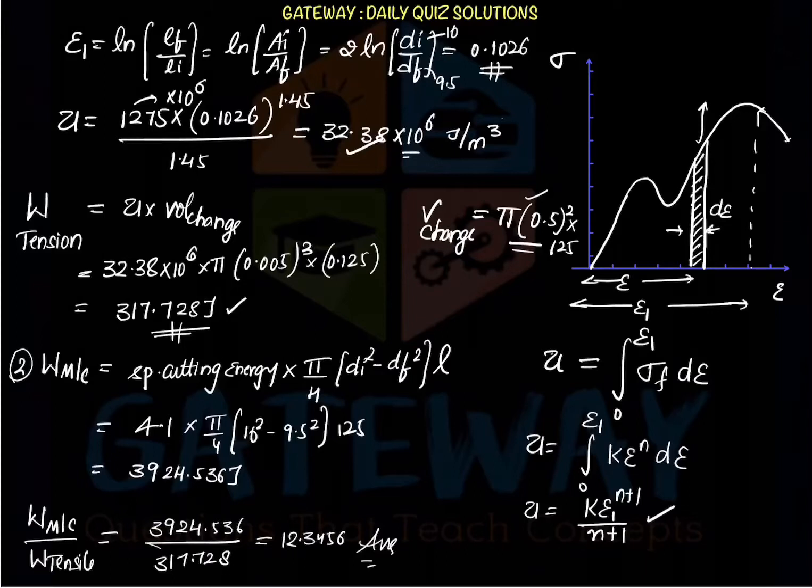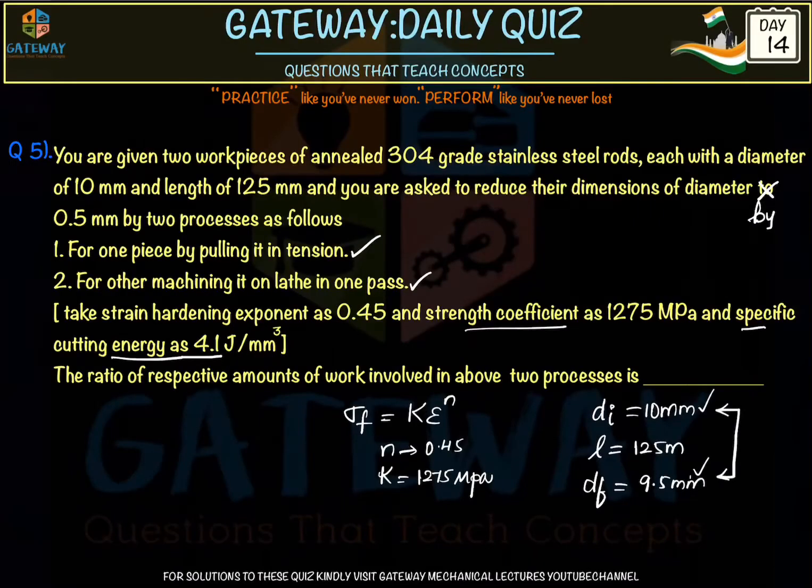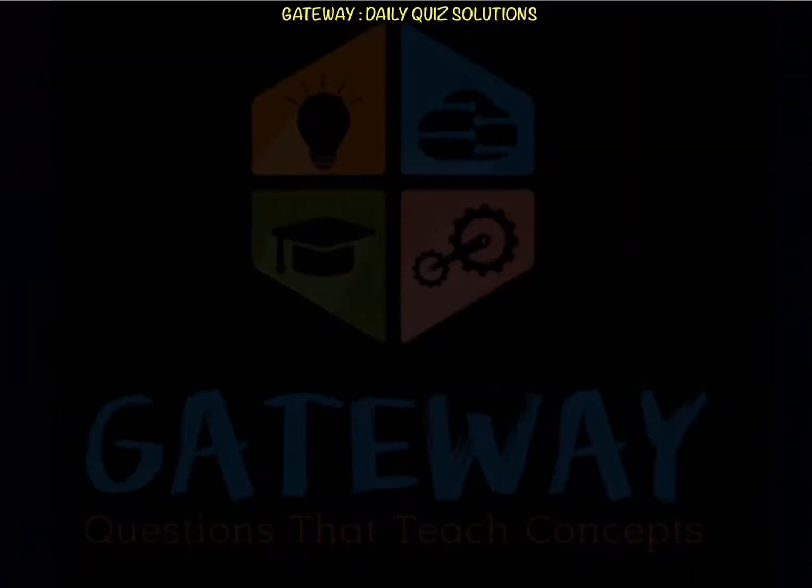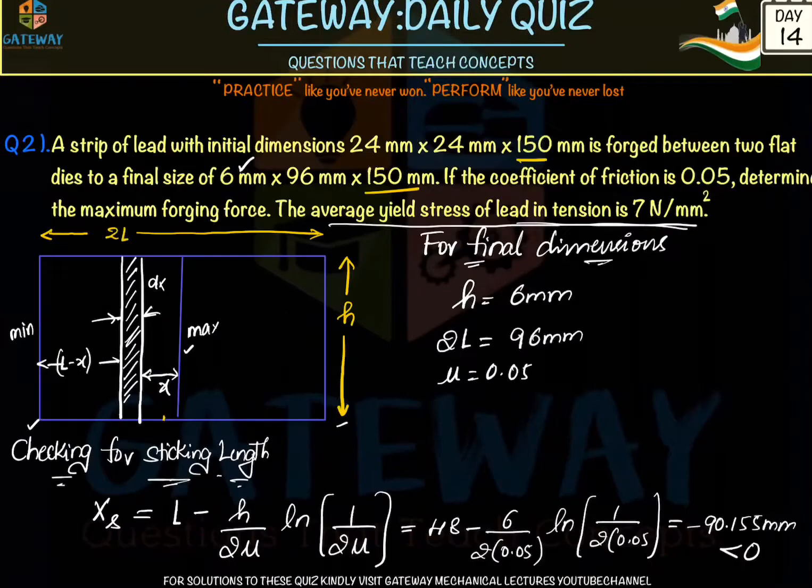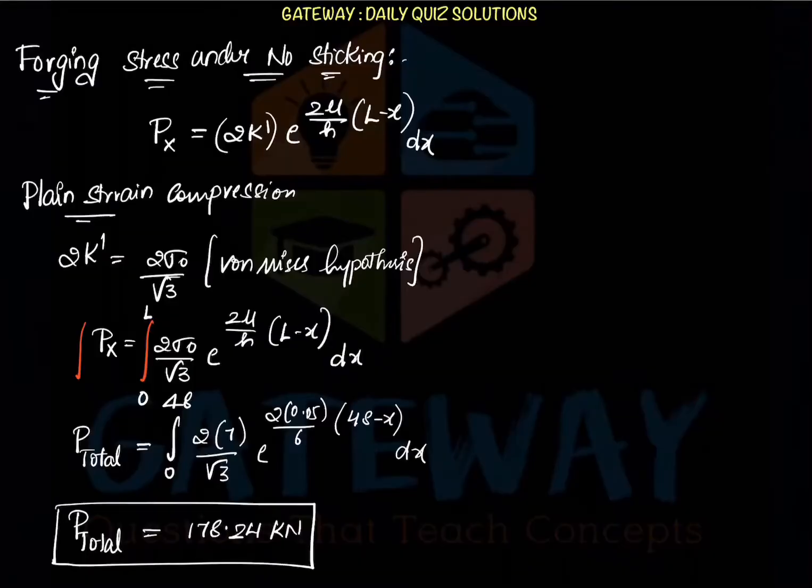Okay, and also the forged material will consume less work. If it consumes less work, it will be more efficient. But here this machining operation will be taking a lot of power, a lot of work, right? That is why I have taken this question, just to show you the difference between forming and machining. This is all for today on the forming operation. We'll be continuing and doing many such questions.